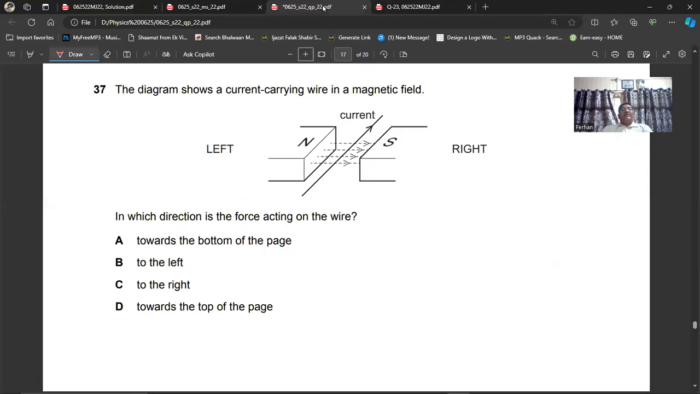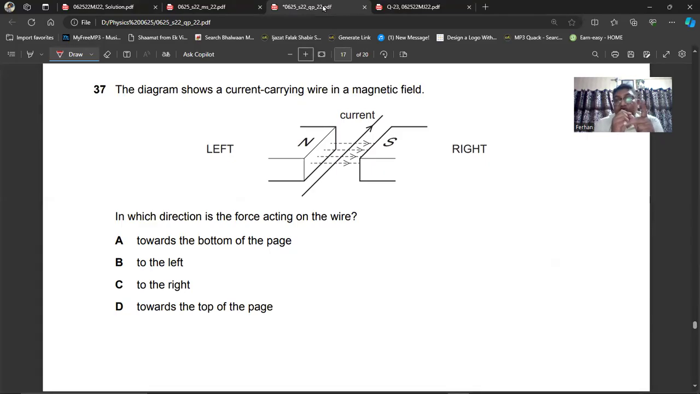Question number 37, the diagram shows a current carrying wire in a magnetic field. In which direction is the force acting on the wire? So this is a current carrying wire placed in the magnetic field. So we can apply the left hand rule. I will take my left hand. I will stretch these three fingers mutually perpendicular to each other. This is F, the force, this is the magnetic field, and this is the current.